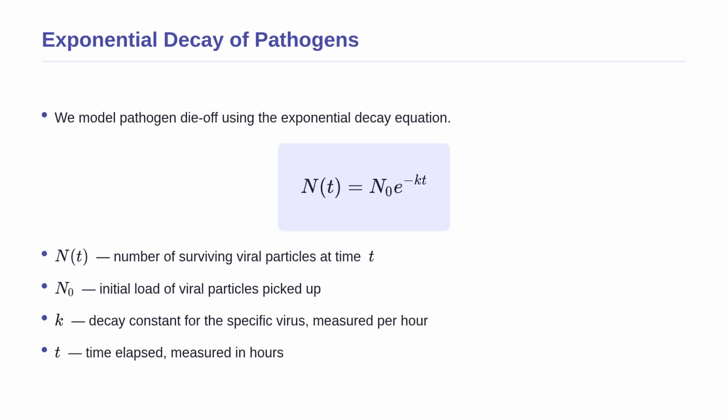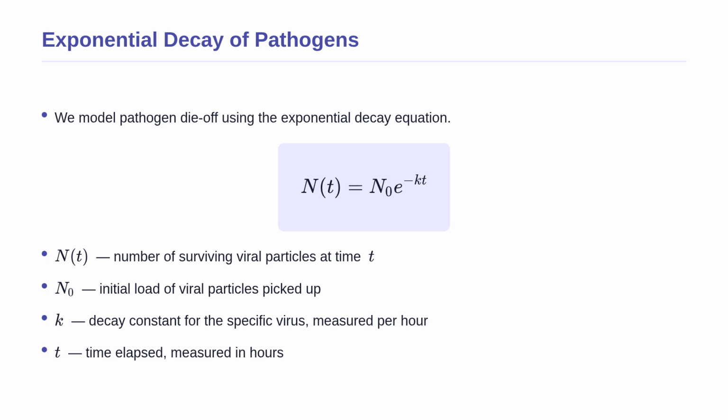To quantify this rapid die-off, we use a mathematical model for exponential decay. The formula is N(t) = N0 × e^(-kt). Let us break down what each symbol means.